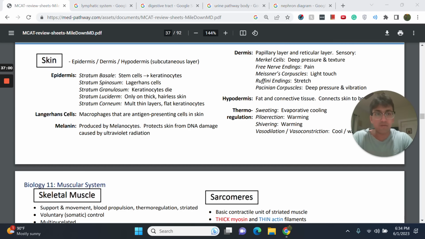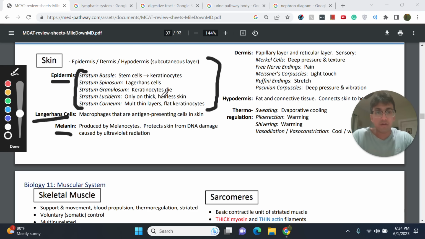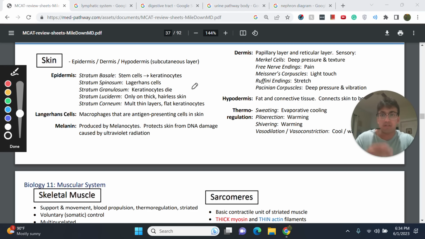Okay, so the next thing that we need to talk about is the skin, and this is not as high yield as some of the things that we've already talked about. So I'm just going to encourage you to memorize some of these concepts: the epidermis, the Langerhans cells, the melanin, right? The epidermis, you should know what these layers are. They don't come up too often in most of the practice exams, but it is somewhat good to know what these layers mean.